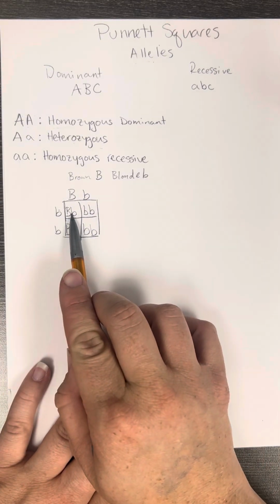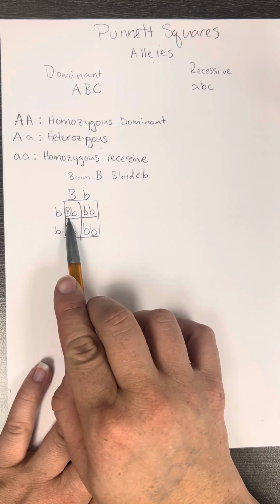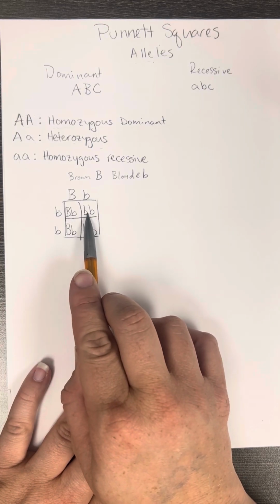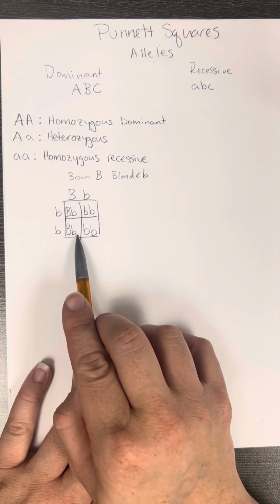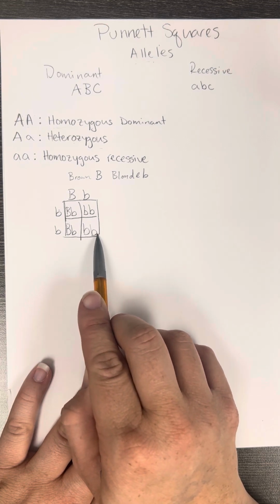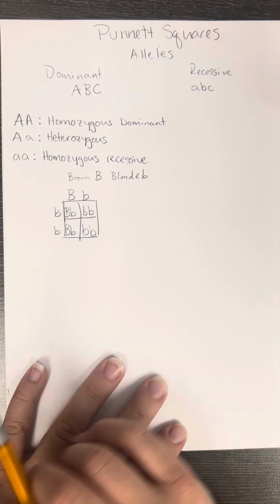So this one is a heterozygous. This is homozygous recessive. This one's heterozygous. This one's also homozygous recessive. Okay.